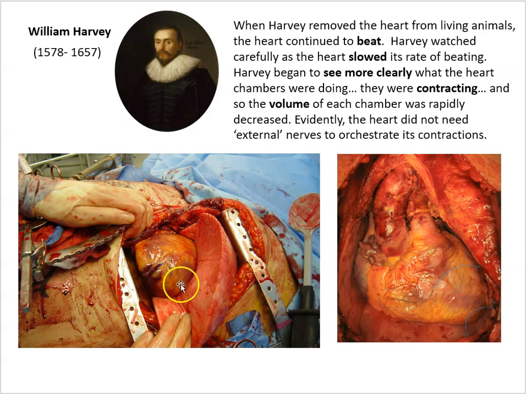Now, in these pictures in the bottom here, this is a human undergoing open heart surgery. So we see the heart and the lungs here, and here's a closer up view of the heart. Now, Harvey, using animals, would actually remove the heart from a living animal. And if you do that, the heart continued to beat on its own. Harvey watched carefully as the heart slowed its rate of beating. Harvey began to see more clearly what the heart chambers were doing. They were contracting, and so the volume of each chamber was rapidly decreased. Evidently, the heart did not need external nerves to orchestrate its contractions.